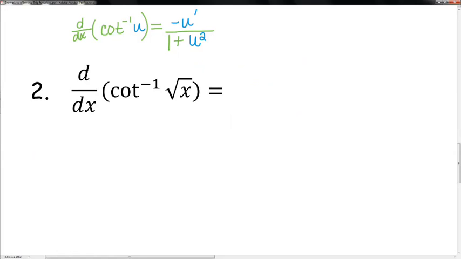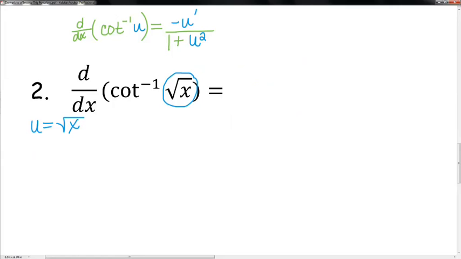Number 2, the derivative of the arc cotangent of the square root of x. Again, I give you the little rule at the top where the derivative of arc cotangent is equal to negative u prime divided by 1 plus u squared. So again, I'm going to circle my u. It's going to appear right after my arc cotangent, and so u is equal to the square root of x.